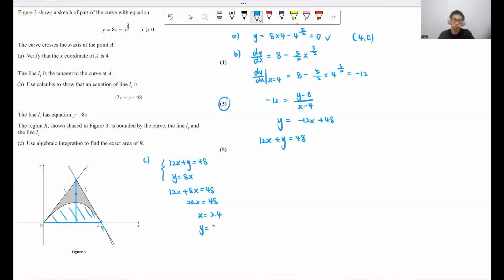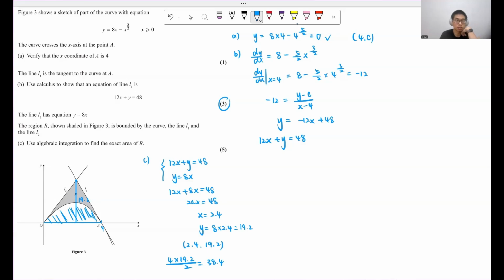And then y is equal to 8x, so 8 times 2.4 is equal to 19.2. So the coordinates of the intersection point are 2.4 and 19.2. So the height must be 19.2. So the area of the triangle is base 4 times the height 19.2, divided by 2. Put that in the calculator, and we know the area of the triangle is 38.4.